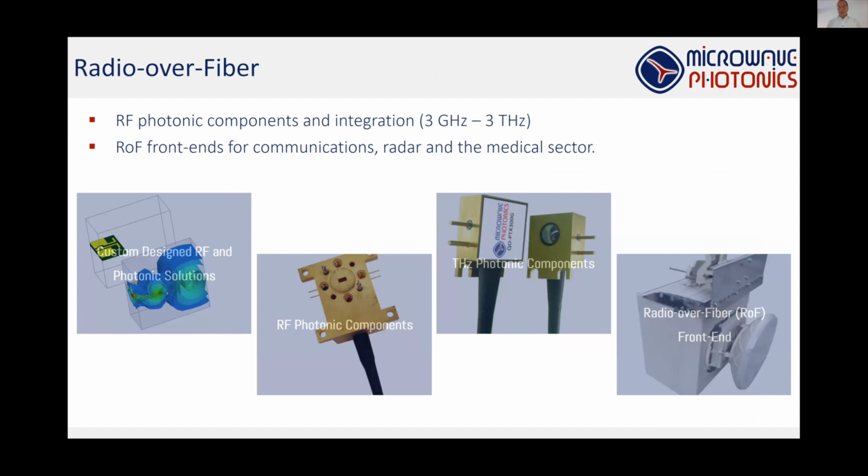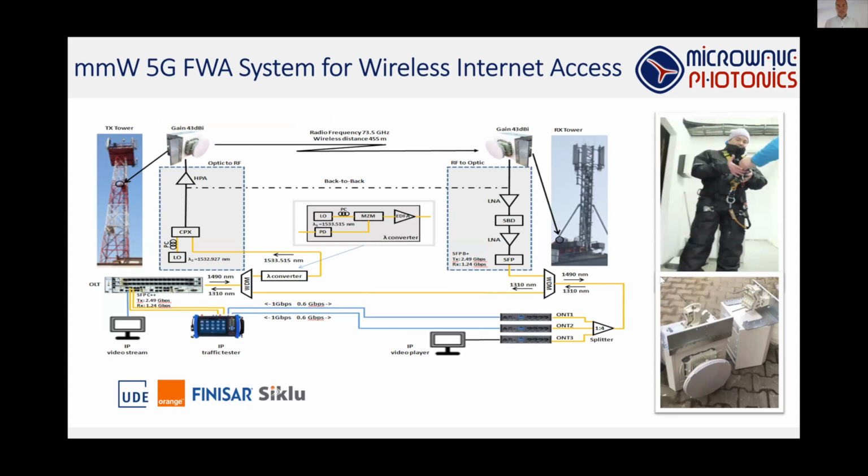But we also work on more complex front ends. You see a very high gain antenna here, which is then using our components in order to bridge larger distances. So what you see here is a 50 dBi Cassegrain antenna, which is then integrated with the CPX component that I showed you a second ago. The use cases we are addressing are not only 6G communications, but we're also looking at radar and the medical sector, but I'm not going to introduce you to that in more detail today.